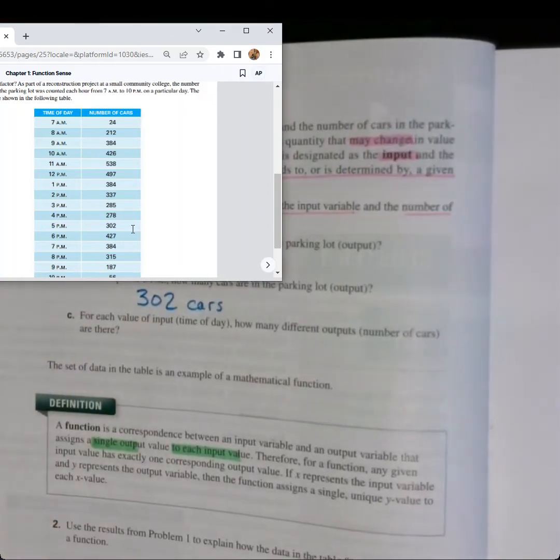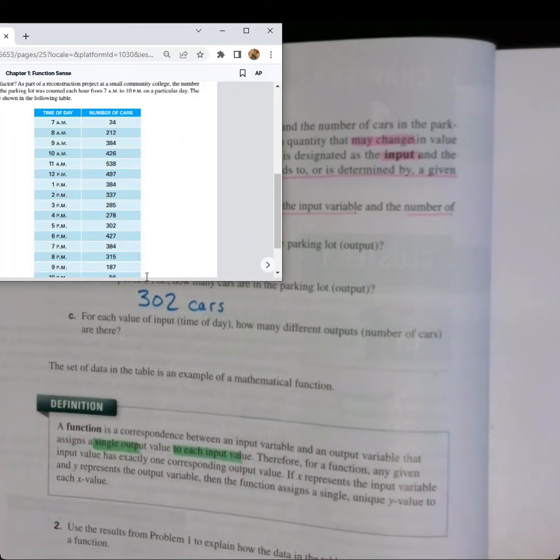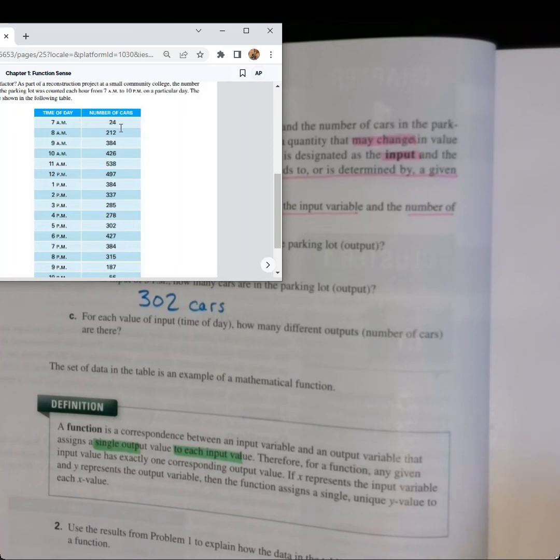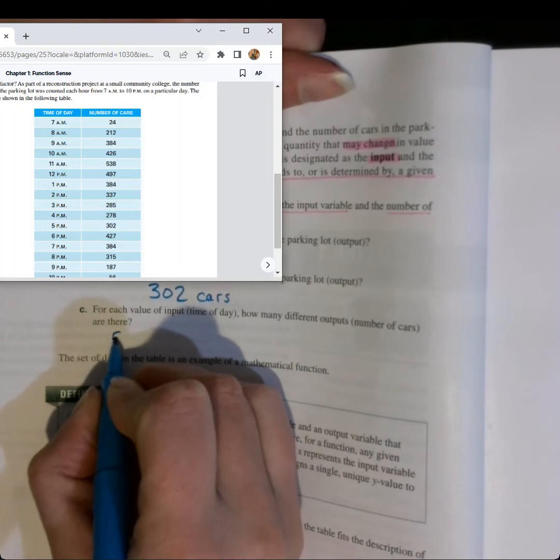Okay. Now, next they ask us for each input time of day, how many different outputs, numbers of cars, are there? So at 7 a.m., there are 24 cars, but there's only one option. There's not 24 cars some days and like 82 other days. It's just there's one particular output for 7 a.m. And so that's what we want to say here, is that for each input, there is one output.